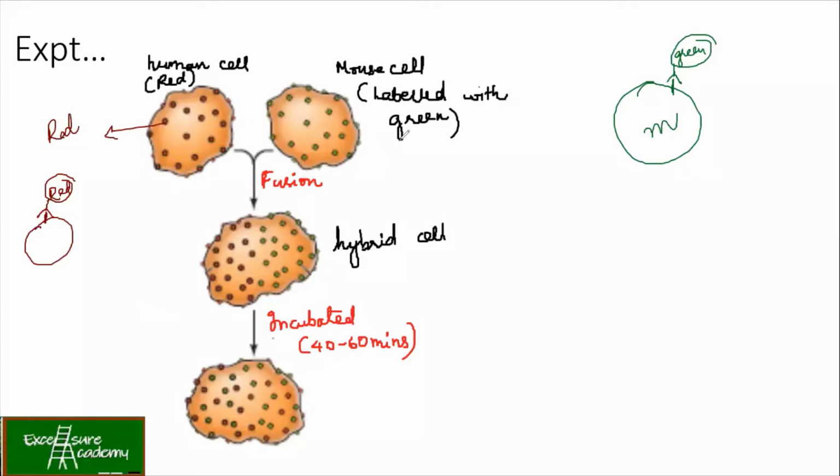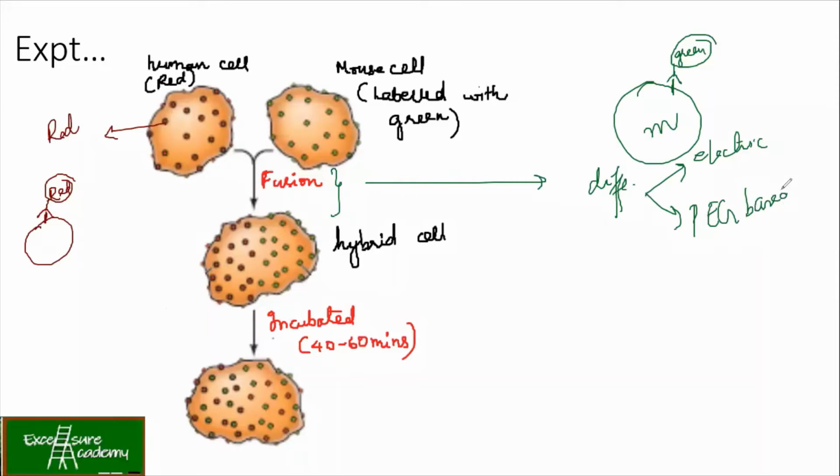Similarly, mouse cells are labeled with the green antibody. Now fusion is done. For this fusion, there is another video which you can follow where I have mentioned there are different types of fusion mechanism. One is electrical, that is you give an electric impulse so that the membrane gets fused. Then we have the mechanical force based. Then we have a PEG based. So in most of the labs, PEG based fusion is done.